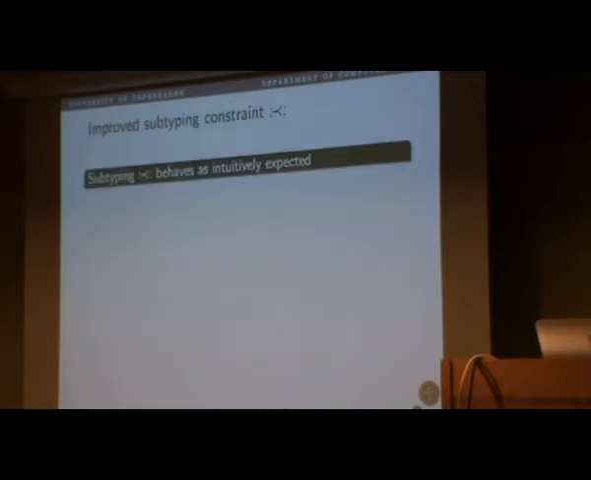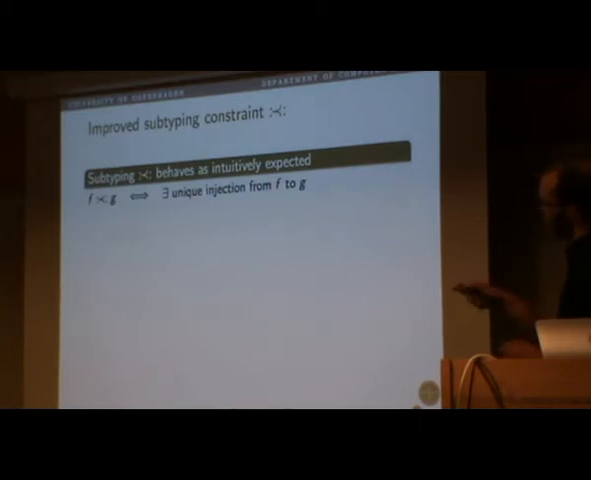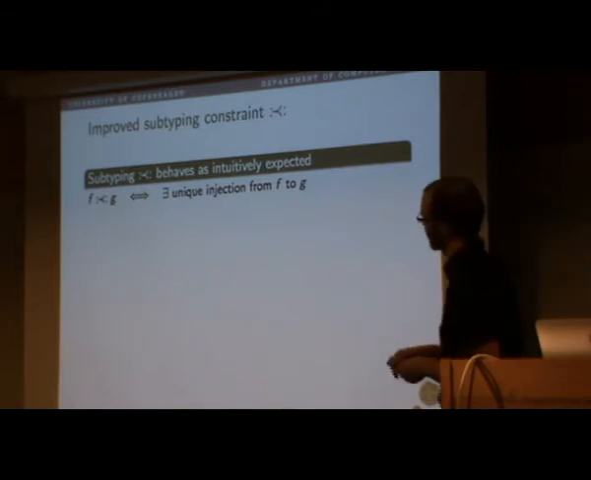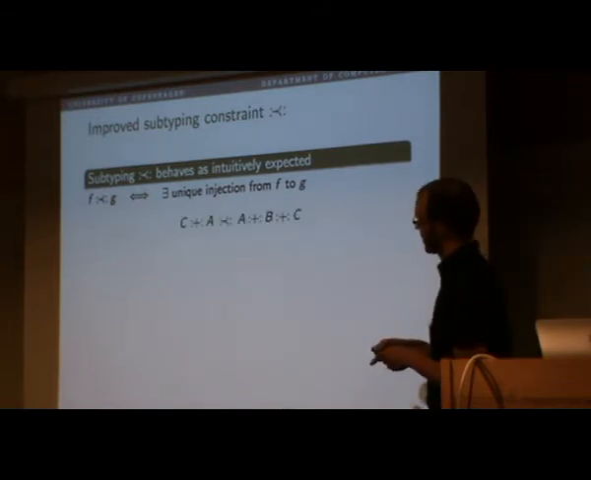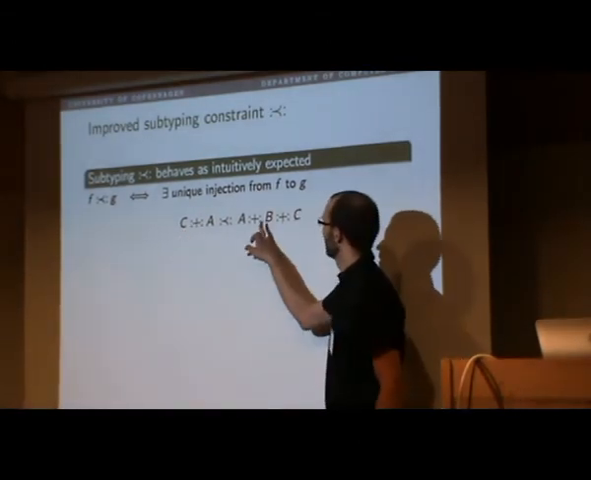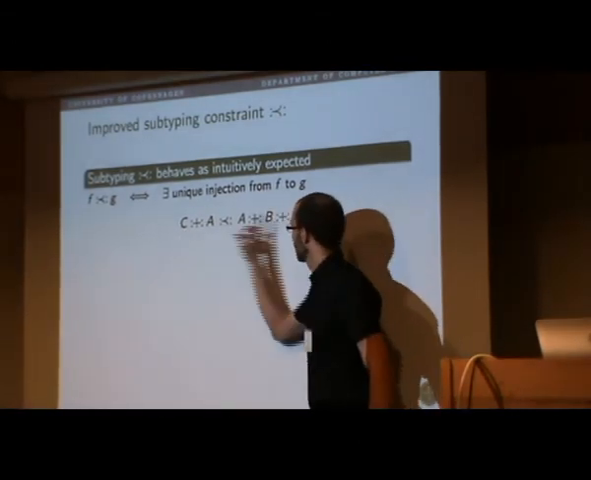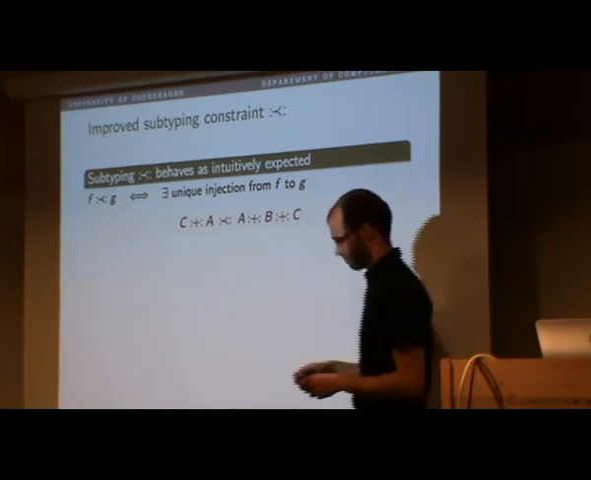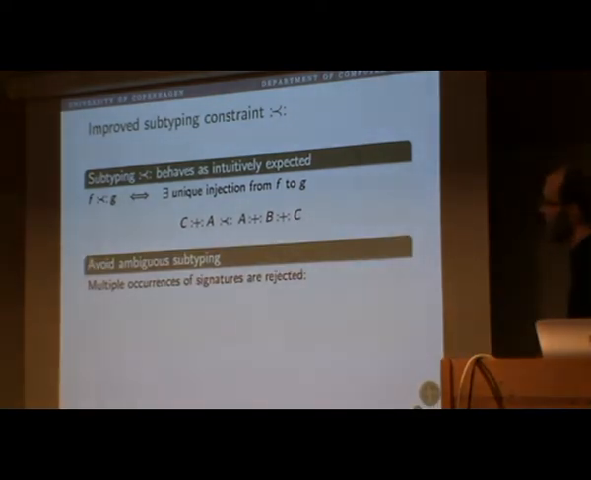Okay. So what do I mean by subtyping behaves as expected? So what we want is that if F is smaller than G, then there has to be a unique injection from F to G, in the sense that, well, we can map every component here uniquely to a component here. C, this C, A, this A. And it has to be injected.